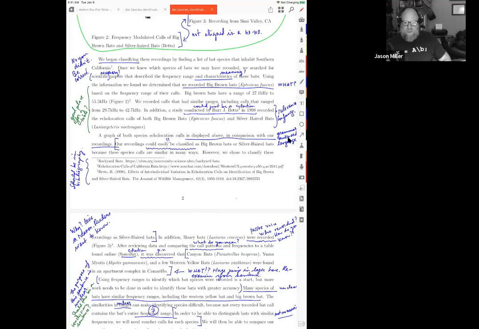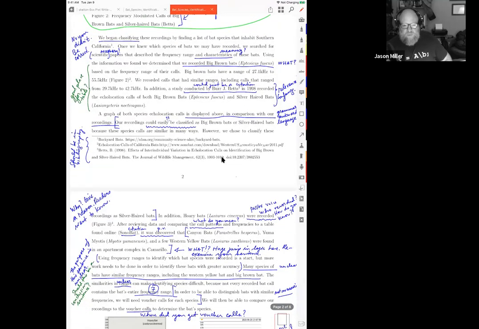All right, so next I say grammar, some awkward language. Our recordings could easily be classified as big brown or silver-haired bats. Isn't that contradictory? It could be easily classified into bats that are confused with one another. So I think I just objected to that word easily. Never make what you do sound easy unless you believe you're helping make it easier for somebody else to do something.